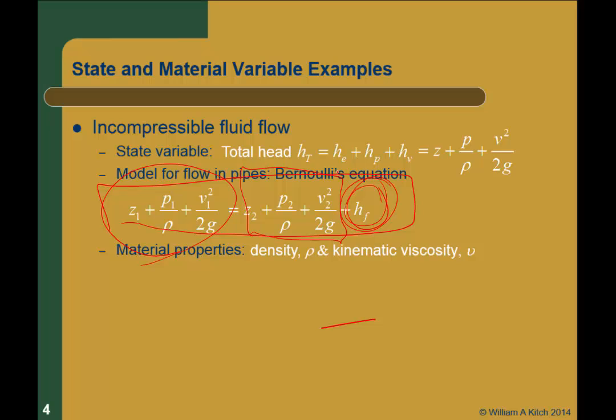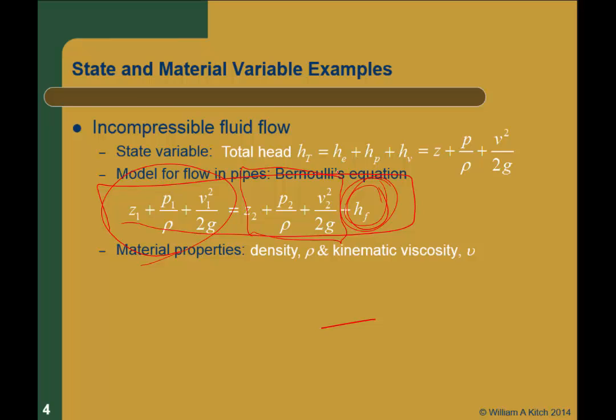So notice this: the state variable is head. It doesn't say anything about the condition of the fluid. It doesn't say what kind of fluid it is. And notice that the properties we're interested in to describe the behavior, in which case the behavior is flow, are the density and the kinematic viscosity. Notice that those are related to the model.